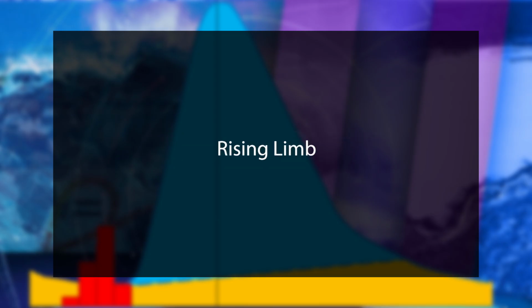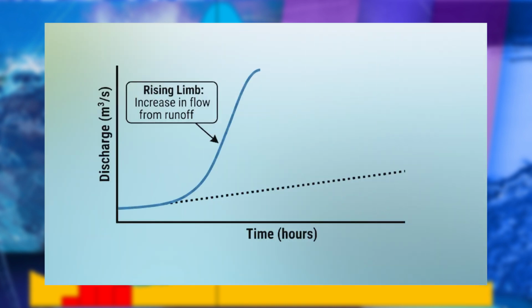Under these components, for the rising limb, high intensity rainfall leads to a steep and rapid rising limb as a large volume of water reaches the river or stream in a very short period of time. In contrast, low intensity rainfall causes a gentler slope with water entering the system more gradually.